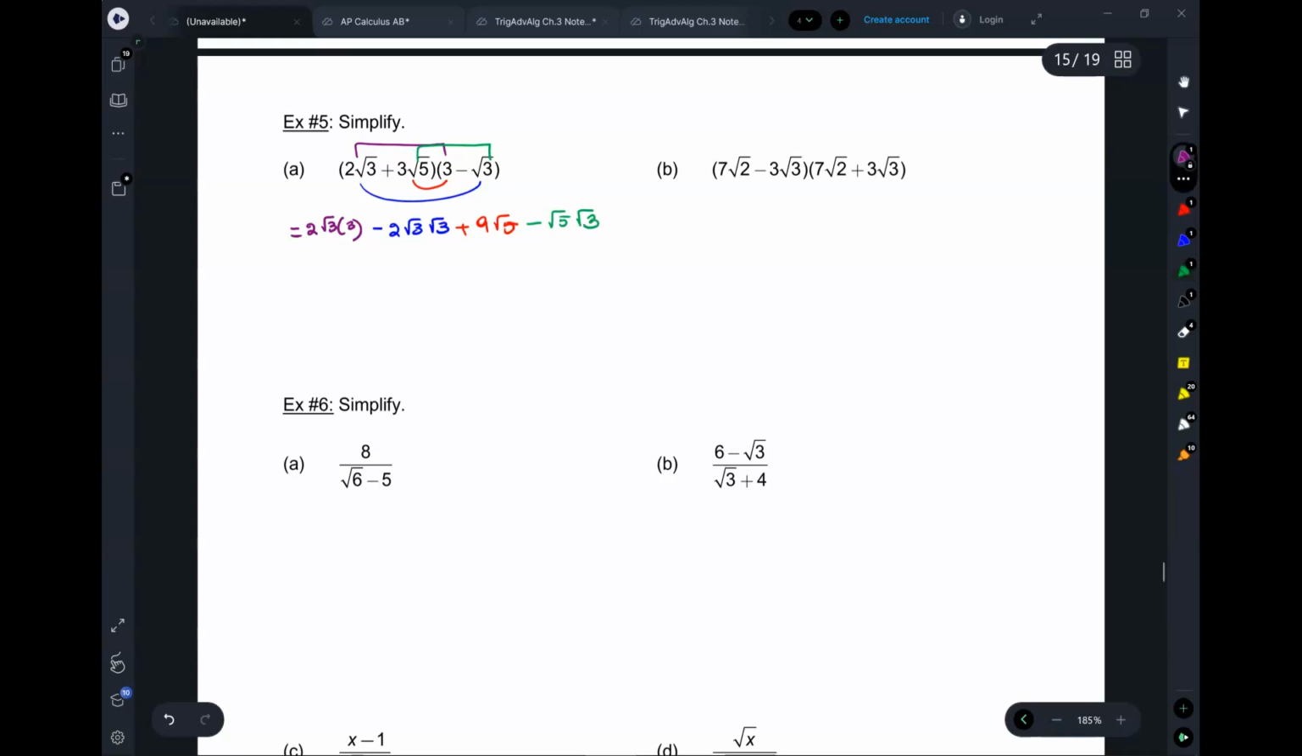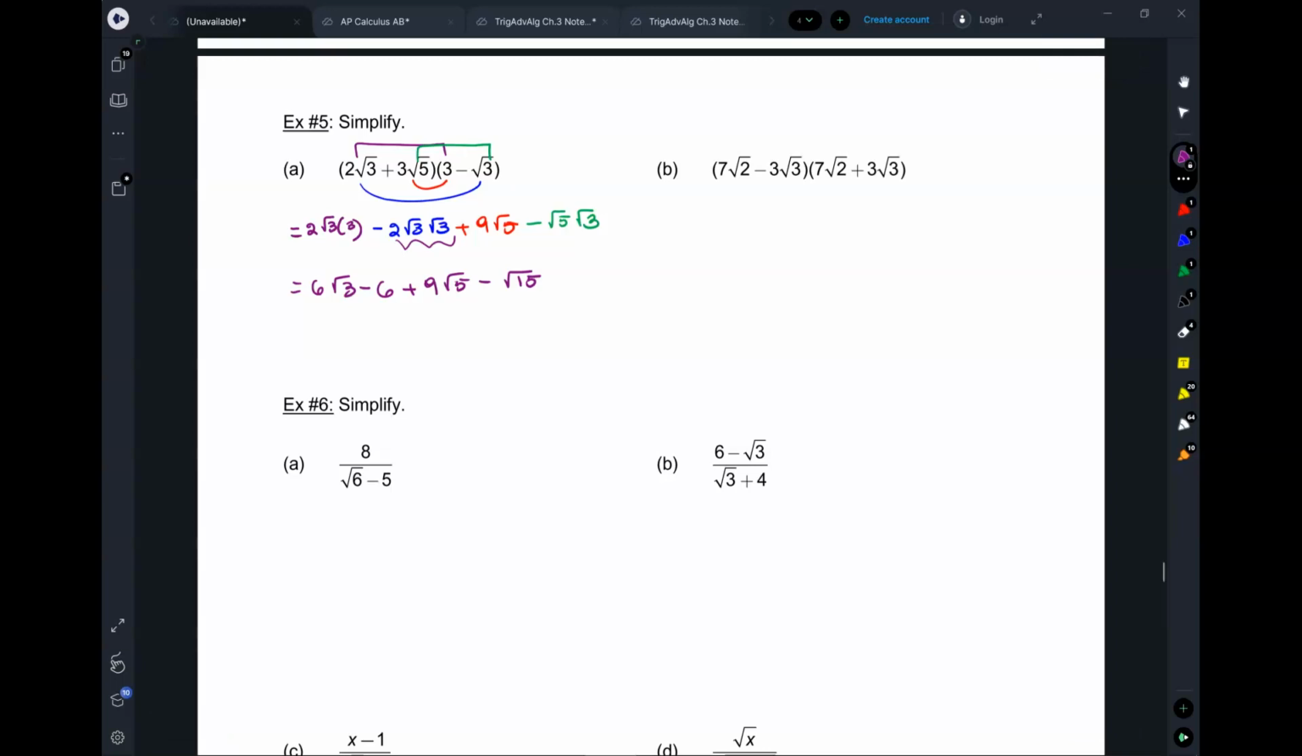So let's see what we have. 6 root 3 minus, how much is this? Minus 6, right? Plus, right, which is 6. Plus 9 root 5 minus root 15. And look at that, you can't simplify that any further.